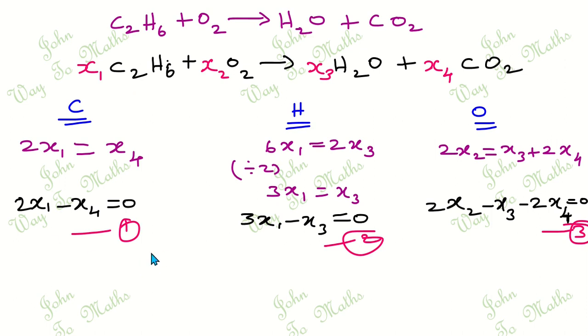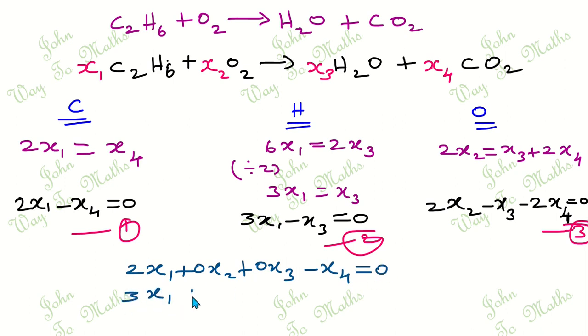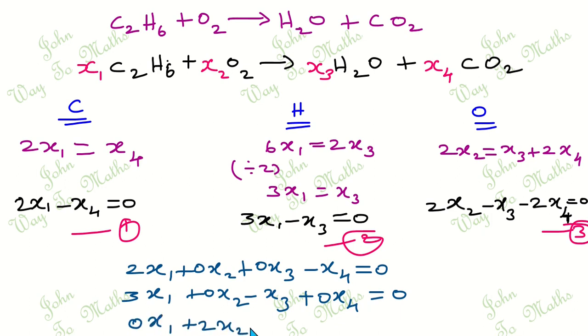Now I am going to write the equations. First one becomes 2x1 plus 0x2 plus 0x3 minus x4, which is equal to 0. So the second equation becomes 3 times x1 plus 0x2. Here x3 is there, so minus x3, then plus 0x4 is equal to 0. Then the third equation becomes, there is no x1, so 0x1 plus 2 times x2 minus x3 minus 2 times x4, which is equal to 0.